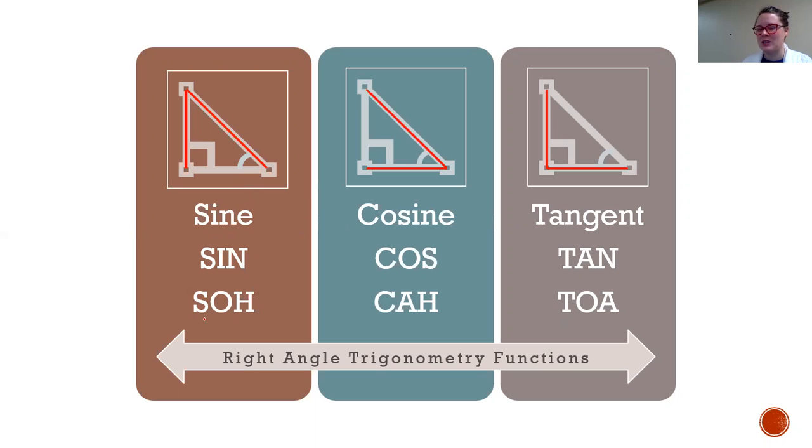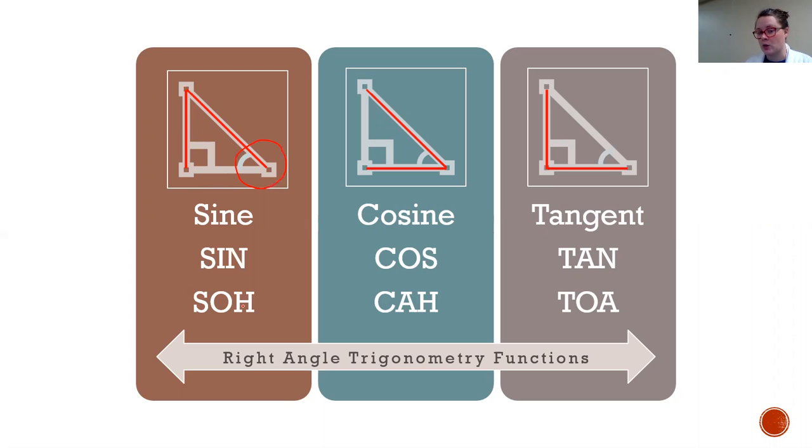And we use the abbreviation SOH in order to remember what side relationship that happens to be. If we look at the letters, S stands for sine, O stands for opposite, H stands for hypotenuse. So if we look at our picture, here is our angle, the subject angle that we're interested in. The sine ratio is used to relate the opposite side to the hypotenuse.